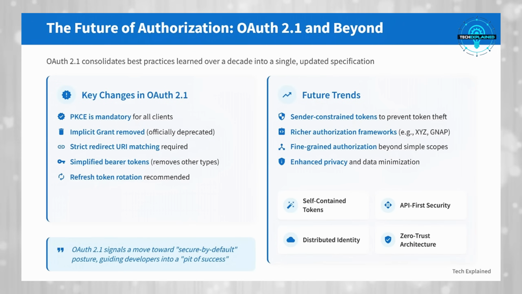What might this future look like? Imagine a world where authorization decisions are more dynamic, context-aware, and fine-grained, where users have even greater control over their data, and where interoperability between different identity systems is seamless. That's the direction we're heading, and OAuth 2.0 is laying the groundwork for that future. Now, let's wrap up with some key takeaways and next steps.